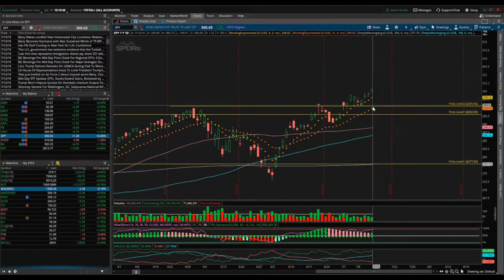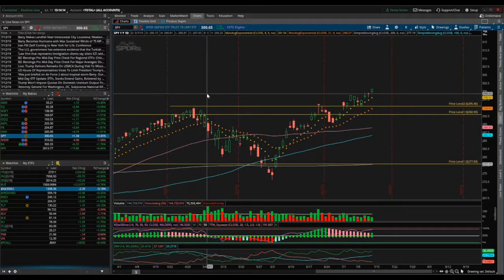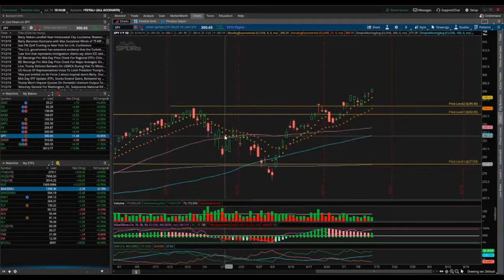I also like my 8 and 21 moving averages, because these tell me more of the short-term trends. I think of my 8 moving average as, if we're holding it as support, we're on a strong uptrend. And I think of my 21 moving average as pullback support. So now that we're going down, strong downtrend support is the 8 moving average, and pullback support is our 21.